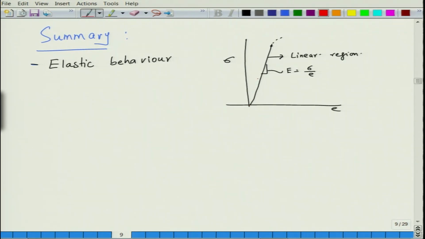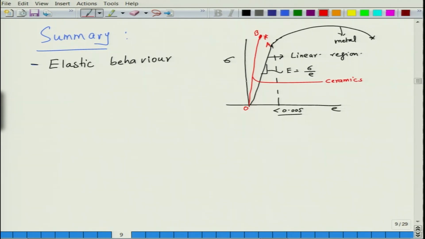For metals you will have a behavior generally like this before the material fails. They will show a pronounced region with strains less than 0.005, very small strains, whereas for ceramics you will obtain basically something like this, and they will fail at, let us say, A, this is B, this is O. So, this is for ceramics. Naturally you can see the slope is higher, and as a result their modulus is higher, and we will see microscopic regions a little bit later.